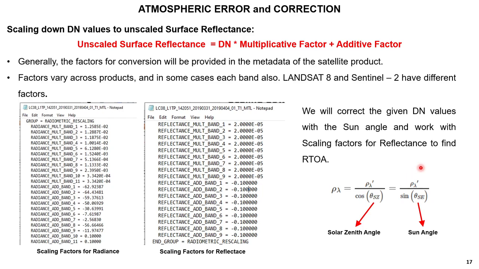What is this P lambda in the numerator? The numerator is your brightness values, DN values. It is after the addition correction. So P lambda is the pixel values of the downloaded raw data, the Level 1 data. Each pixel value we divide by the solar zenith angle, and then we get the top of atmosphere reflectance corrected for the sun angle.